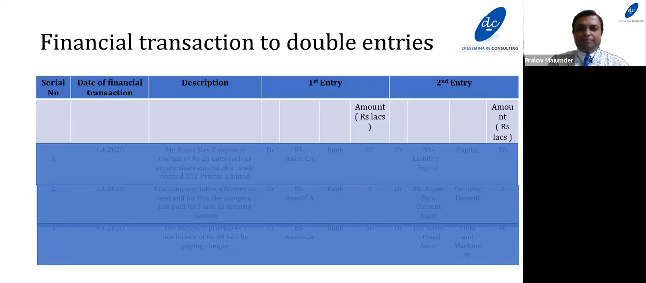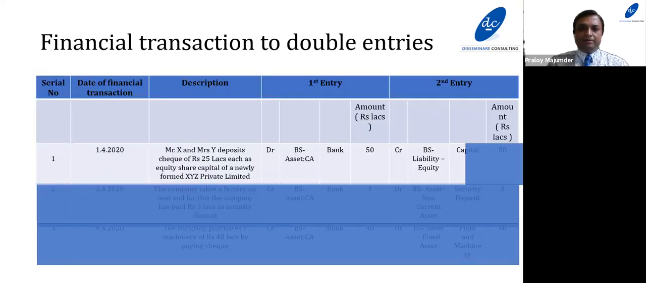Let us take an example. On 1/4/2020, Mr. X and Mr. Y deposit a check of rupees 25 lakhs each as equity share capital of a newly formed XYZ Private Limited. So this gives you an example of a financial transaction. At the beginning of formation of a company, if this financial transaction is happening, how to convert it into the double entry system? The first entry is debit. Why? It's an inflow. Second part, it's an immediate inflow in the form of a check. So balance sheet, asset, current assets, then bank amount is 50 lakhs.